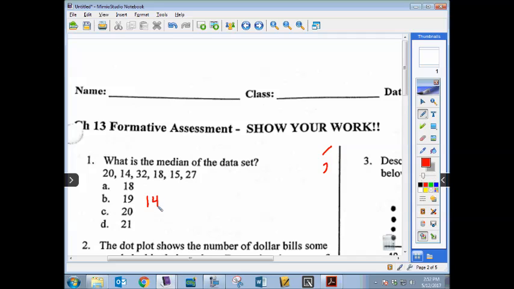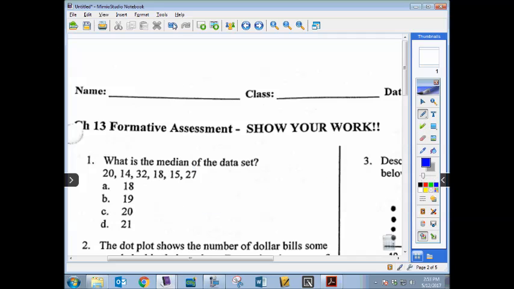I know 14 is the smallest, then 15, 18, and then 20, and then 27, and then 32. And then we always do that little check, just count how many numbers we have here to make sure that it matches here. 1, 2, 3, 4, 5, 6. 1, 2, 3, 4, 5, 6. Okay? Now we're going to cross off the smallest, the largest. The smallest, the largest. Now remember, you can't do that and then say, oh, yep, 20 is my median. So if anybody had C, you can see right here that that's not the true middle. We have 3 numbers crossed off here. We only have 2 here. That's uneven. So you can't have that.